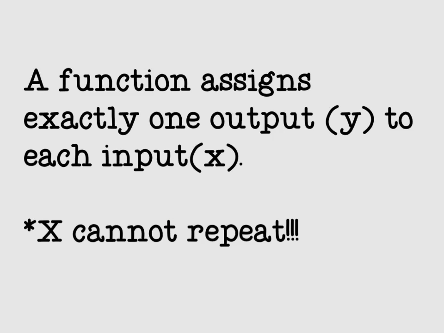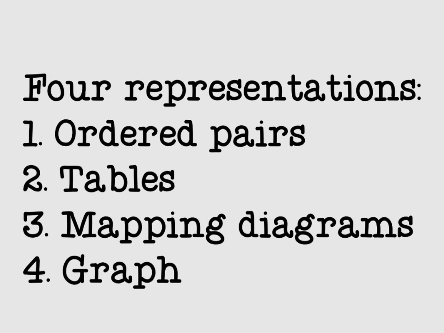Now, we cut out this definition and pasted it on the side. A function assigns exactly one output, which is y, to each input. So that means x cannot repeat. If x repeats, it's not a function. There are 4 representations. 1 is ordered pairs, 2 is tables, 3 is mappings, and 4 is graphs. You have to know how to go from each one also.